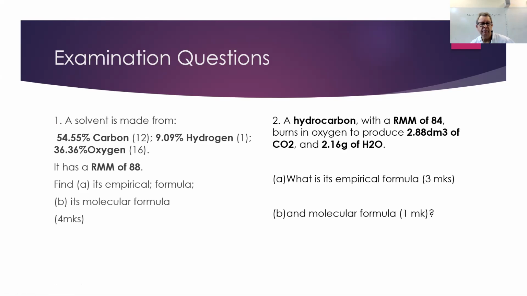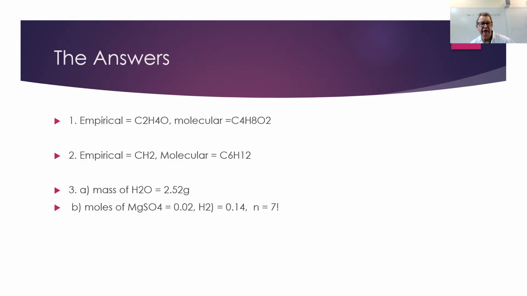And I'm back. So here's the, oops, sorry, that's another question. Here's the solvent. The solvent comes out as this, and its molecular formula is that. In the second one, its empirical formula is CH2, and the molecular formula is C6H12. You may well recognize that because it's twice the number of hydrogens as carbons. As an alkene, that's an alkene called hexene.